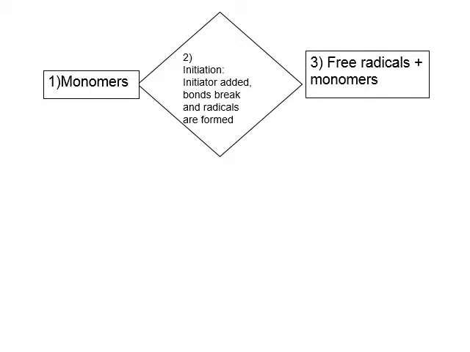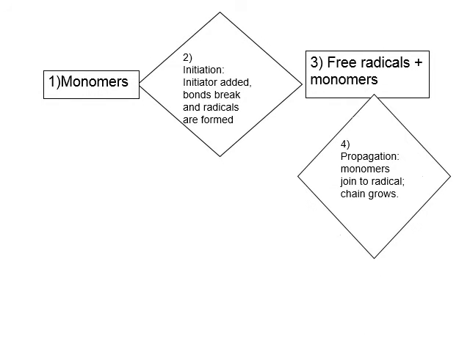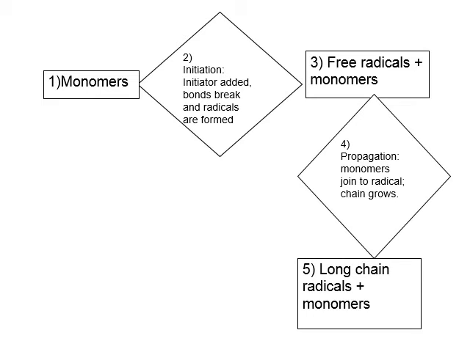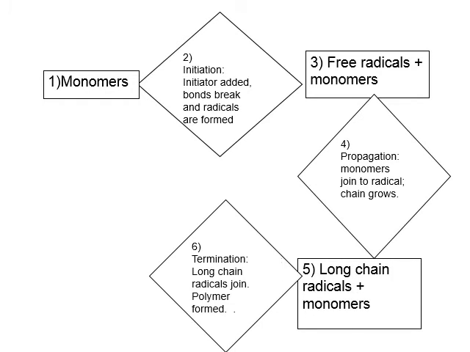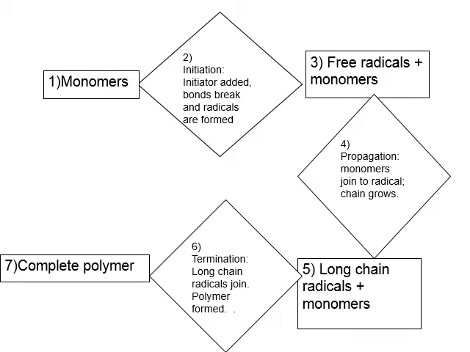The free radicals then react with other monomers. Propagation occurs, monomers join, and the chain grows. We end up with a long chain of radicals plus monomers. And then in the termination step, long chain radicals join and the polymer is formed. And now we have a complete polymer.